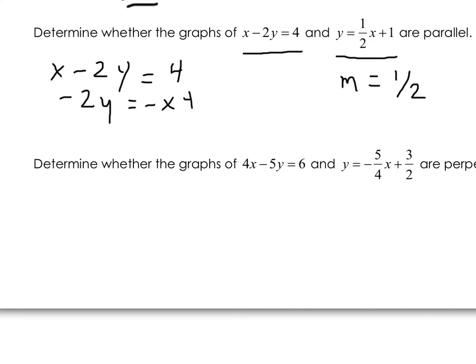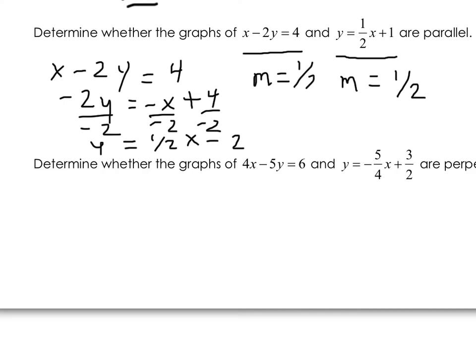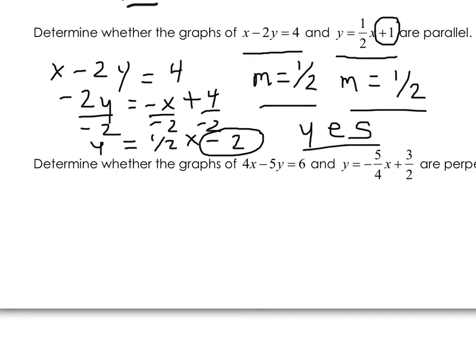We get minus x plus 4. And then we have to divide everything by -2. So that gives us y equals 1/2 x minus 2. So the slope of this line is also 1/2. Notice that this line, the first line, has a y-intercept of -2. The second line has a y-intercept of +1. So the y-intercepts are different. The slopes are the same. So are they parallel? Yes. They are parallel.